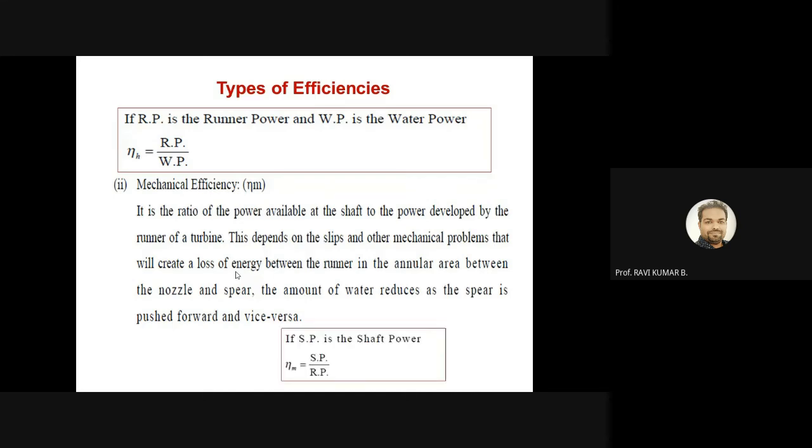So the mechanical efficiency is the ratio of shaft power divided by the runner power, because runner power will depend on the kinetic energy. So we get the runner power directly from the water power. The ratio of shaft power divided by the runner power is known as mechanical efficiency.